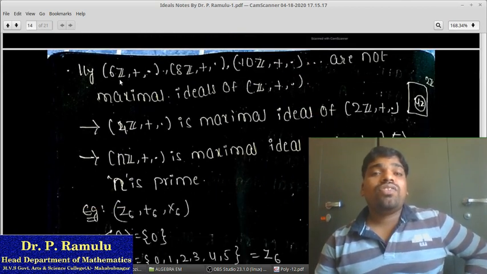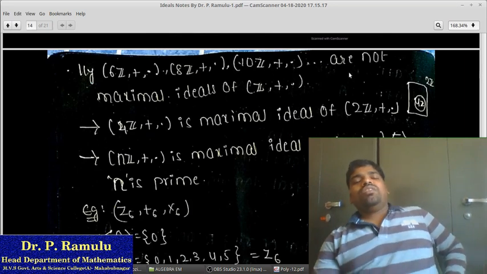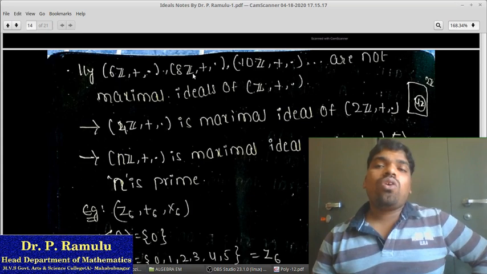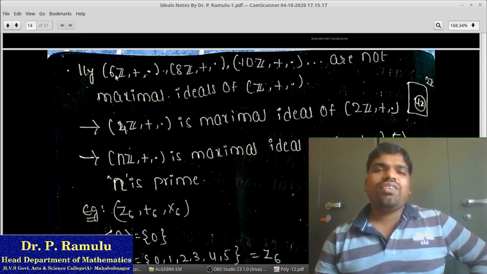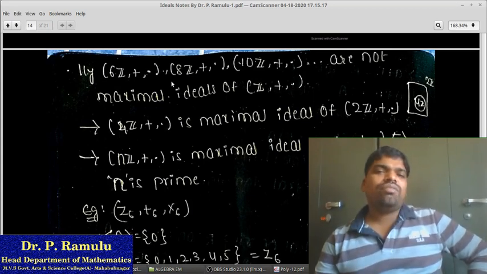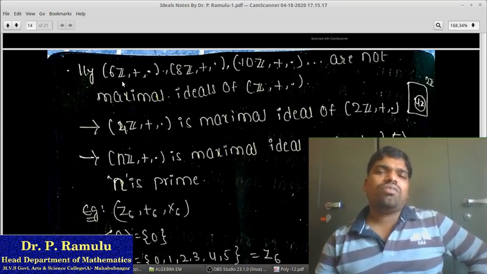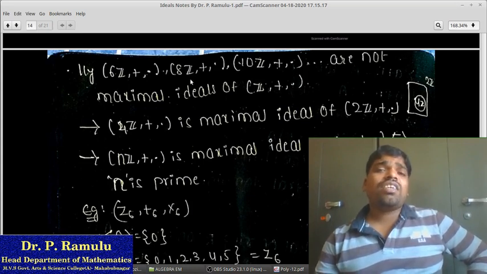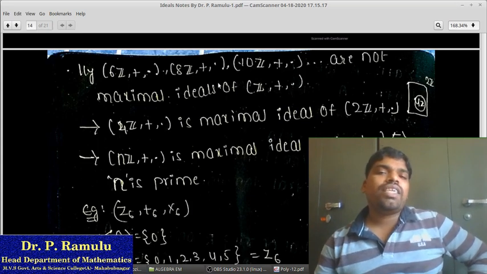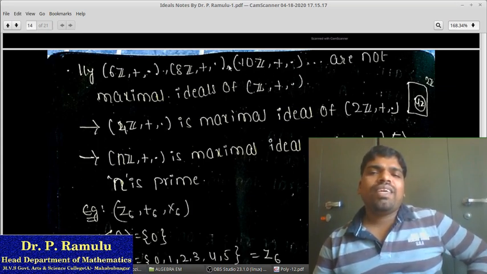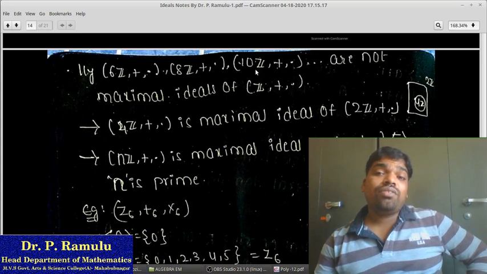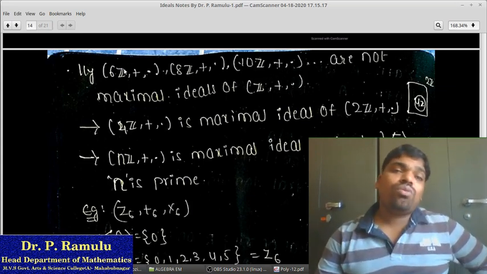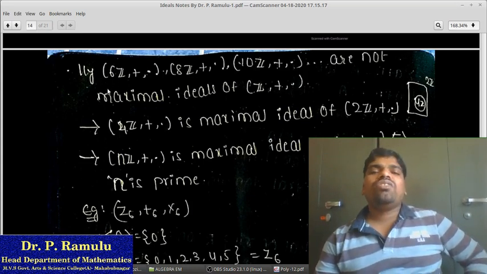If I take similarly 6Z, 8Z, 10Z, plus, dot, these are all not maximal ideals. Why? Because for 6Z, there exist two ideals 2Z and 3Z between Z and 6Z, therefore this is not a maximal ideal. If I take 8Z, there exist two ideals between Z and 8Z, that is 2Z and 4Z. So therefore 8Z is also not maximal. Similarly, for 10Z, there exist ideals 2Z and 5Z between 10Z and Z. Therefore 10Z is not a maximal ideal. If n has factors, then it is not a maximal ideal.